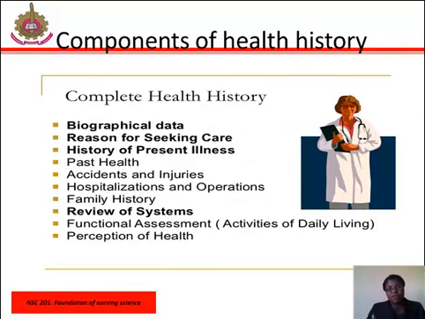What are the components of health history? A complete health history must contain biographical data, reason for seeking care, history of present illness, past health history, accidents and injuries, hospitalizations and operations, family history, the review of the systems, the functional assessment, and the perception of health.